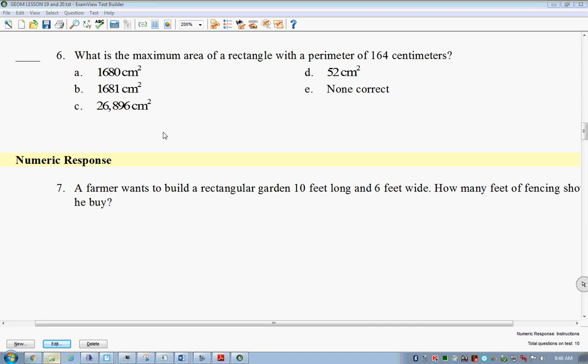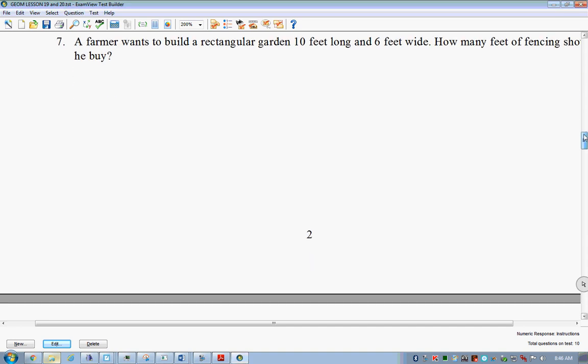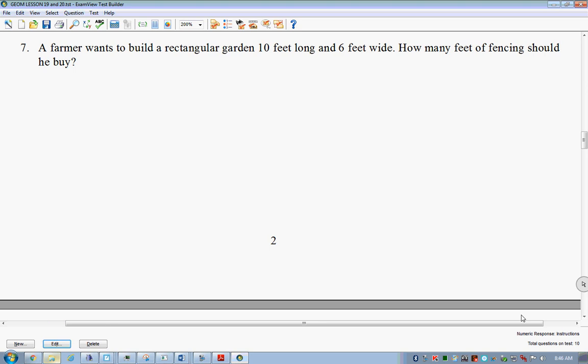All right, number 7. Okay, Jose, farmer wants to build a rectangular garden 10 feet long and 6 feet wide. How many feet of fencing should he buy? You want to go ahead and take your headphones out for me? Thank you. All right, what are we trying to solve for? Perimeter. Okay? So go ahead and tell me what perimeter he should have. 32 feet, right? 10 and 10, 6 and 6, 20 and 12 is 32. Good. All right, so 32 feet. Okay.